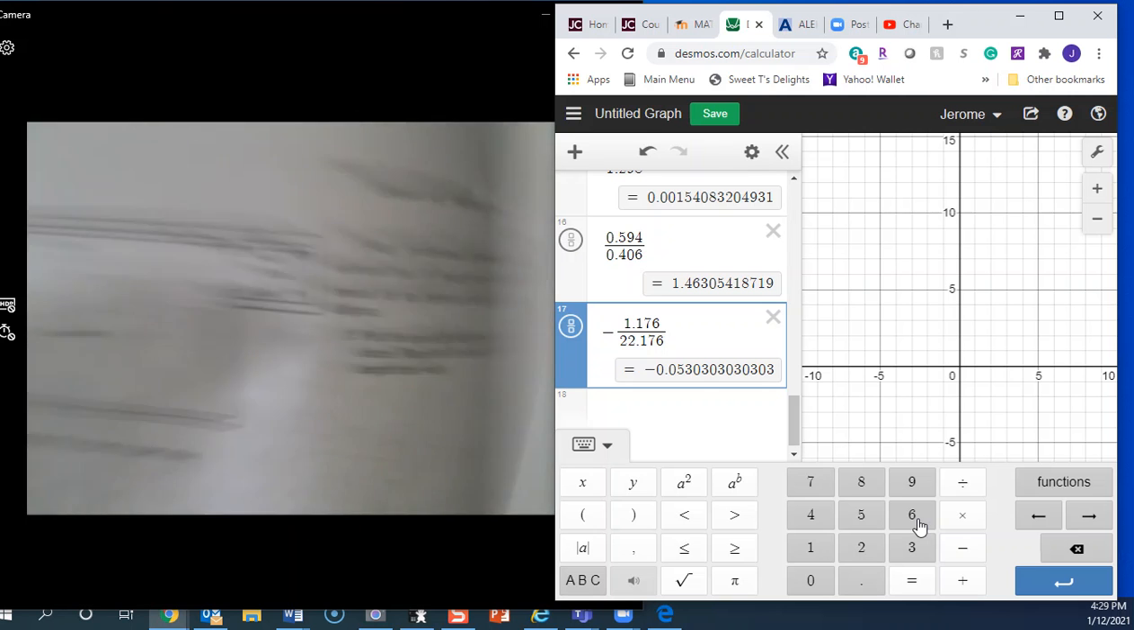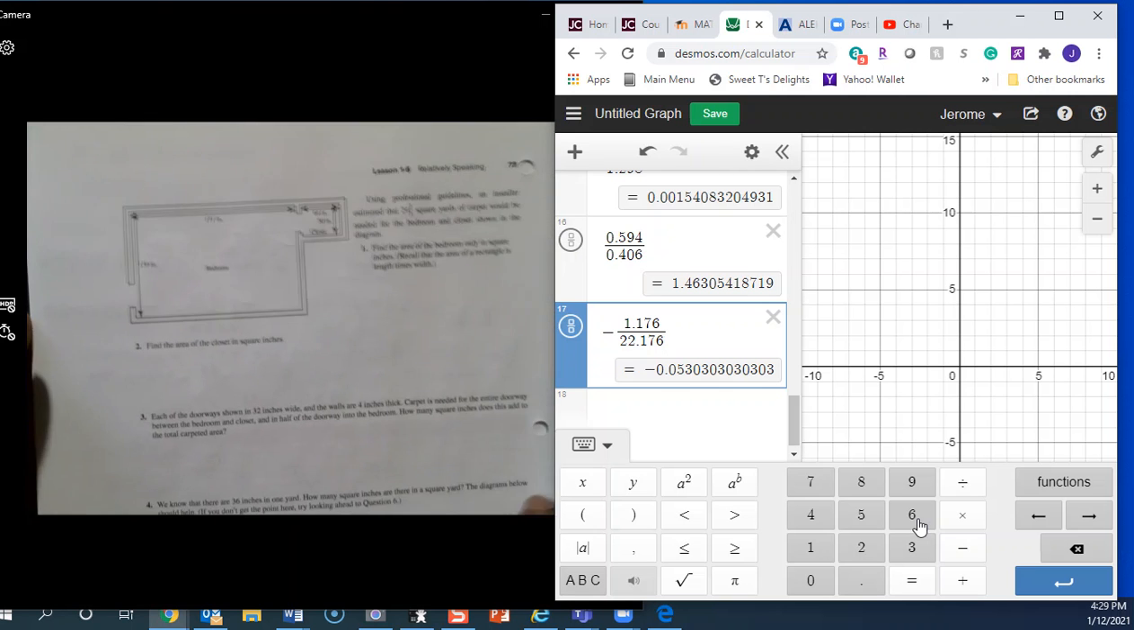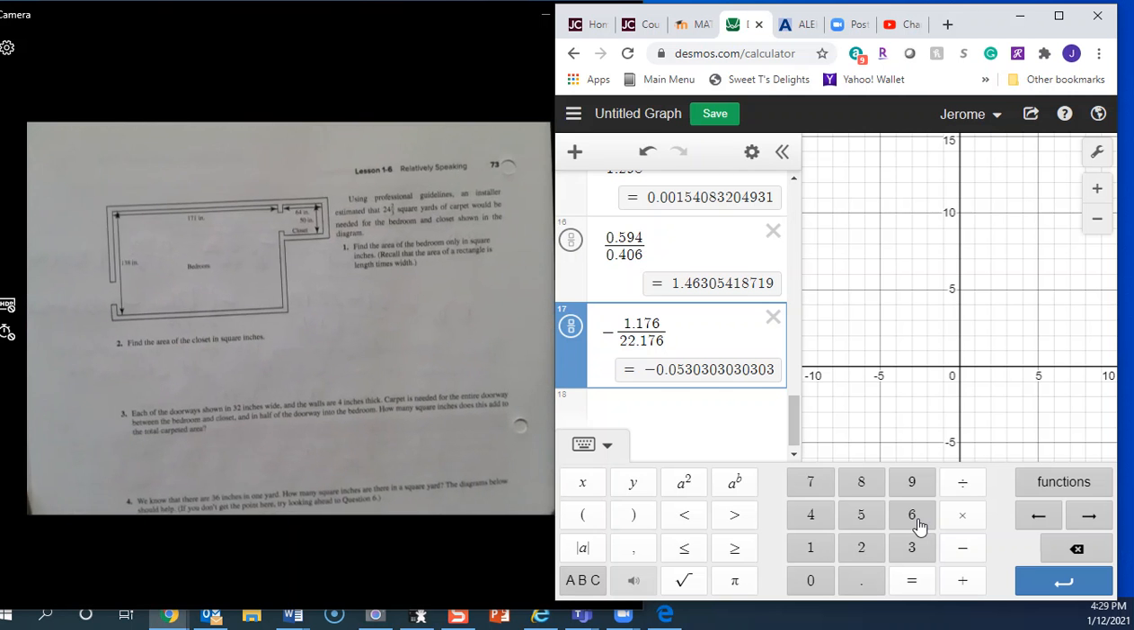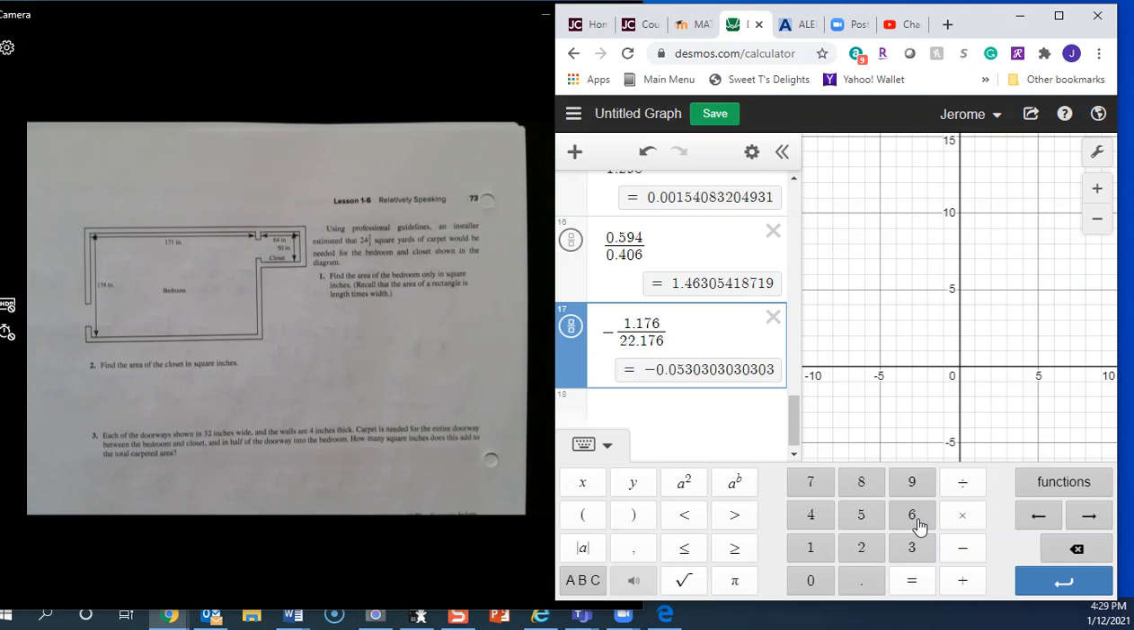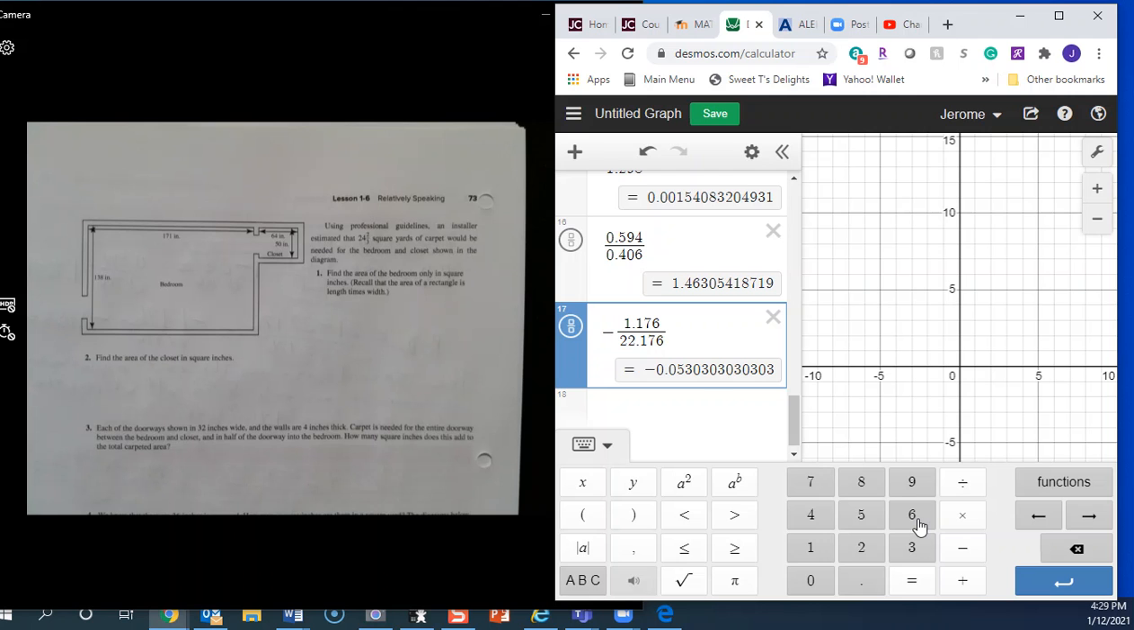All right, we go back here to the next page, 73. Now it says, using professional guidelines, an installer estimated that 24 and 2/3 square yards of carpet would be needed for the bedroom and closet shown in the diagram. So number one, it says find the area of the bedroom only in square inches.